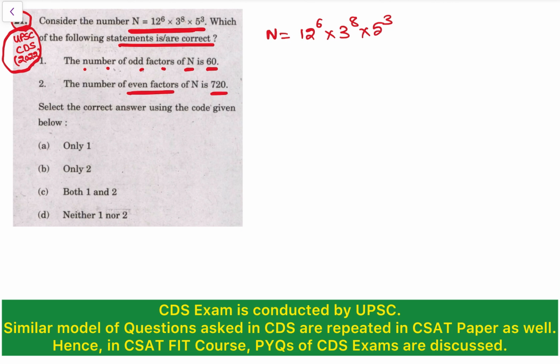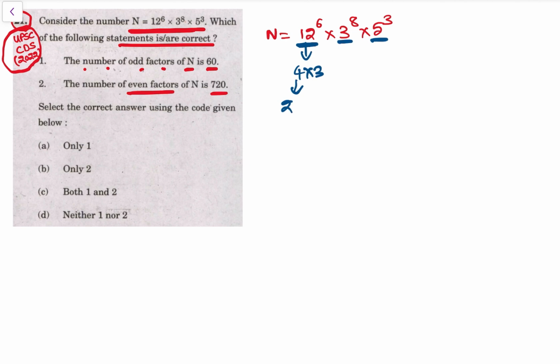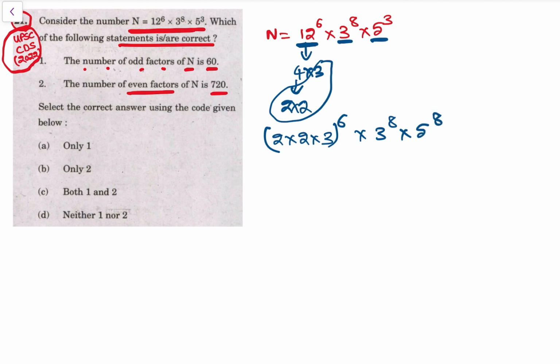Now we have to look at this number. This is not a prime number. 12 is not a prime number, so we need to break this number into prime numbers. So 12 can be written as 4 into 3, and again 4 can be written as 2 into 2. So 12 can be written in prime numbers as 2 into 2 into 3, to the power 6, into 3 to the power 8 into 5 to the power 3. Because we need prime numbers only, we have to do prime factorization.